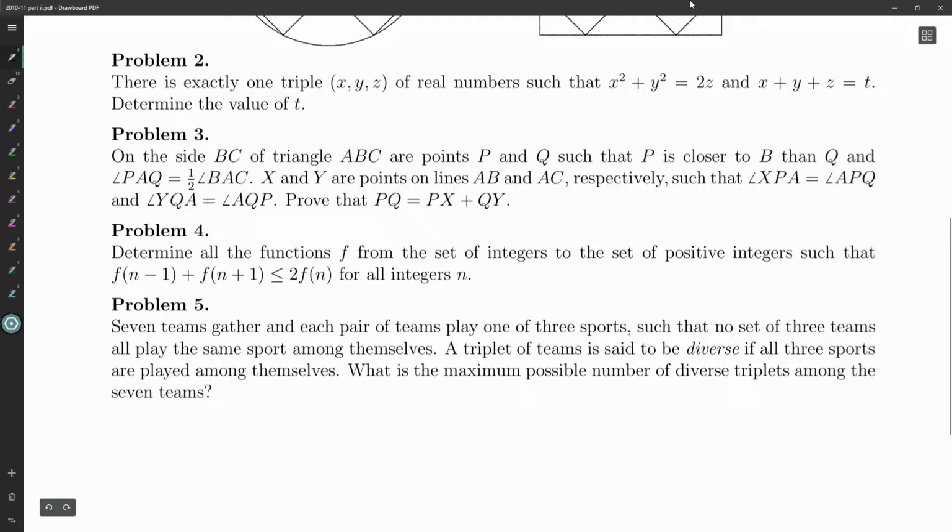What have we got? Determine all functions f from the set of integers to the set of positive integers so that... Oh, what an interesting property we got. f(n minus 1) plus f(n plus 1) is less than or equal to f(2) times f(n) for all integers n. Okay, so a couple quick thoughts.